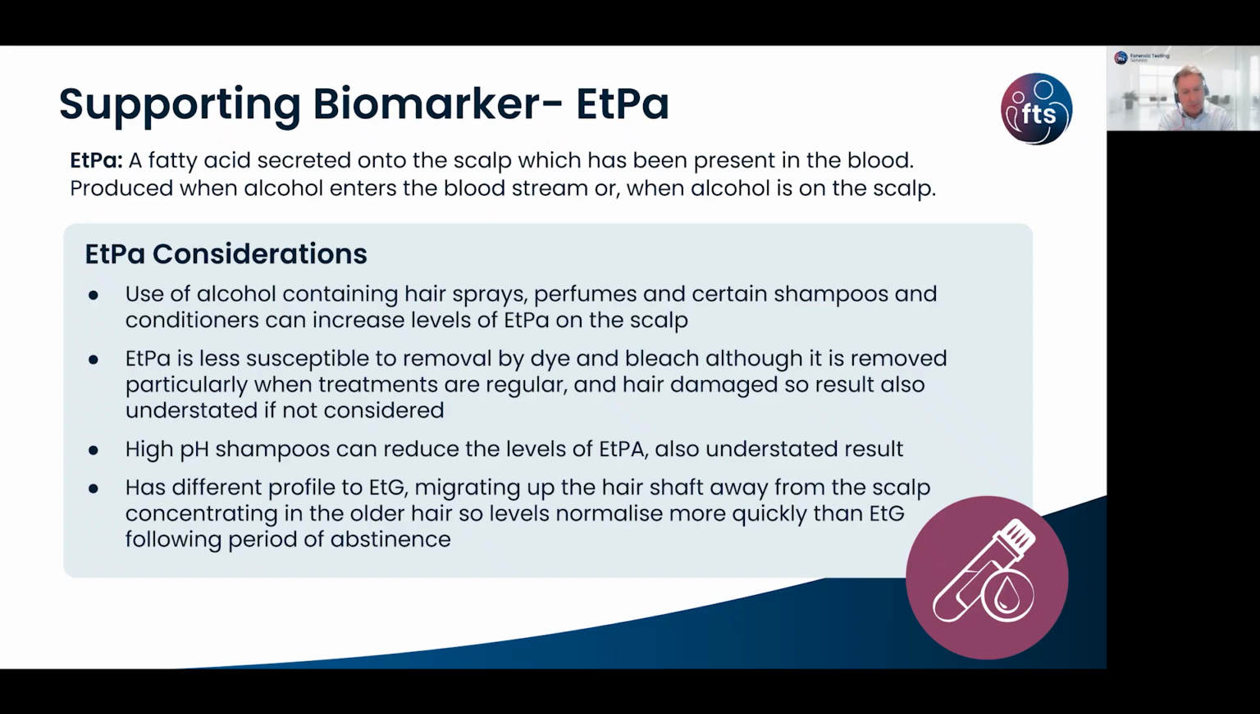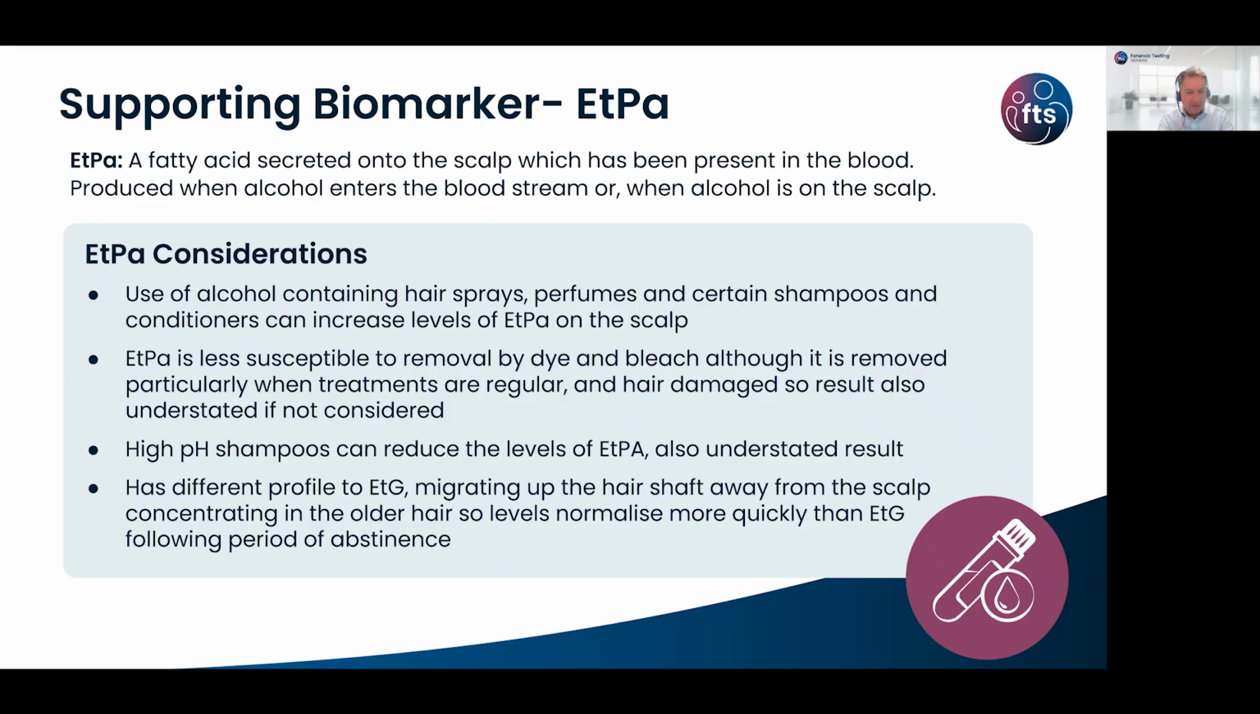High pH shampoos, Head and Shoulders as an example, can reduce levels of PEth and also understate the result, because labs often use alcohol as a way of stripping out content of hair. So Head and Shoulders, for instance, might have a level of alcohol such as to start to reduce levels of PEth in the hair, especially if it's used regularly.